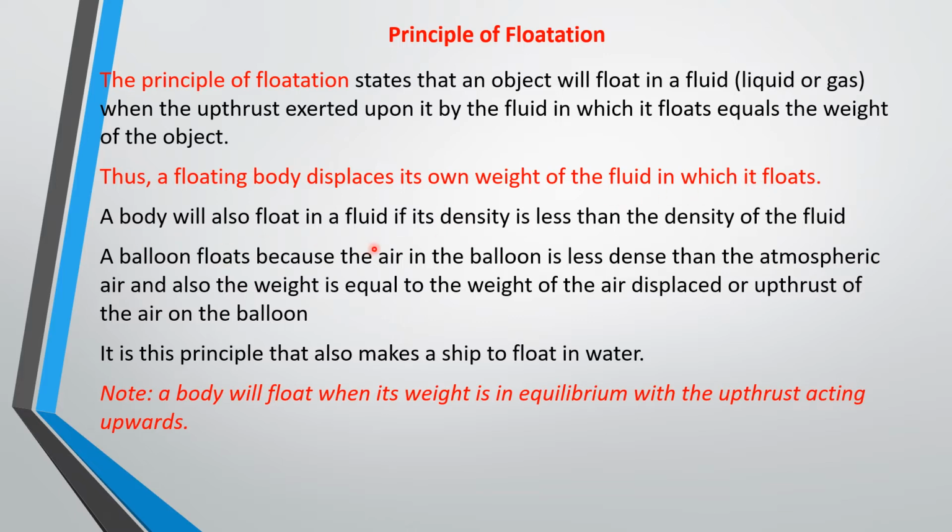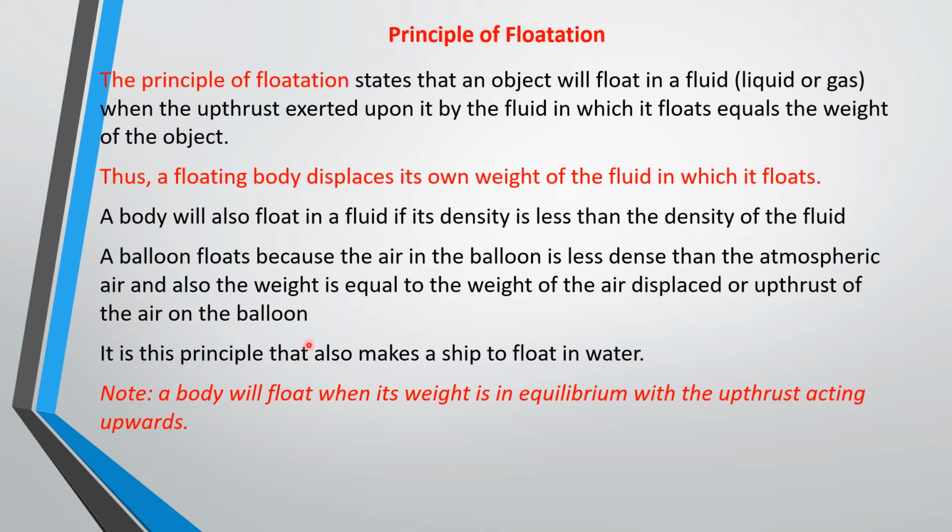A floating body will displace its own weight of the fluid in which it floats. So a body will float in a fluid if its density is less than the density of the fluid. That is why a balloon floats in air. A balloon will float because the air in the balloon is less dense than the atmospheric air, and also the weight is equal to the weight of the air displaced, or upthrust of the air on the balloon.